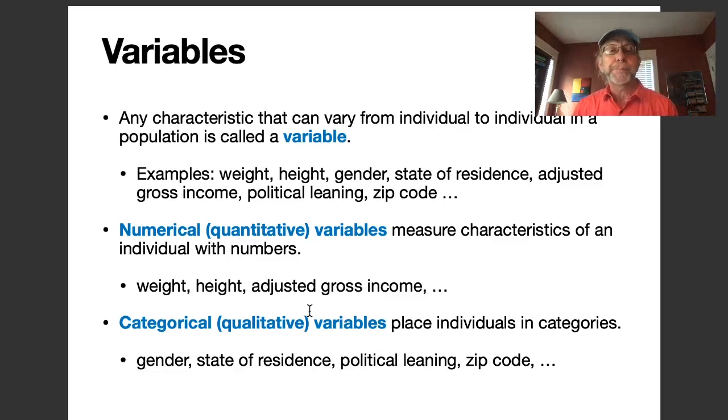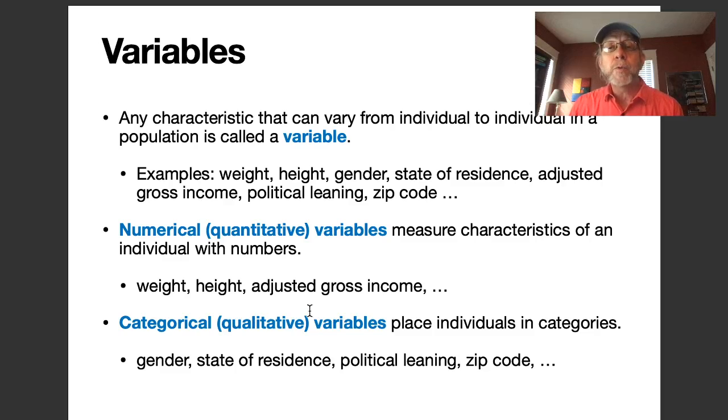For example, if you think about the population of the U.S., if you look at an individual's weight or height or gender or state of residence, and you can probably think of as many as or more than I can here, any characteristic that describes an individual would be a variable. Now, we do distinguish between types of variables.